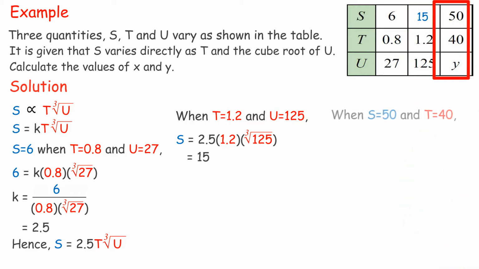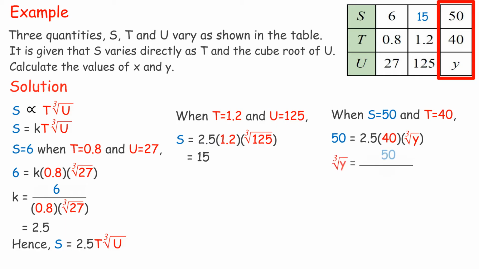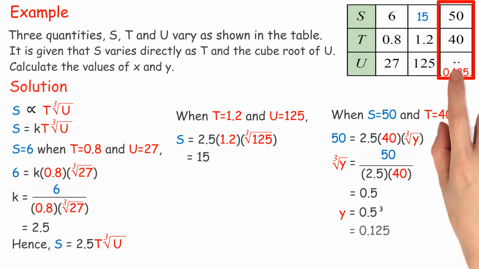When s equals 50 and t equals 40, to find the value of y, substitute the values into the equation. 50 equals 2.5 times 40 times cube root of y. Cube root of y equals 50 divided by 2.5 times 40 equals 0.5. In order to get the value of y, we need to get rid of the cube root. Cube both the left and right hand side. Thus, y equals 0.5 cubed equals 0.125.